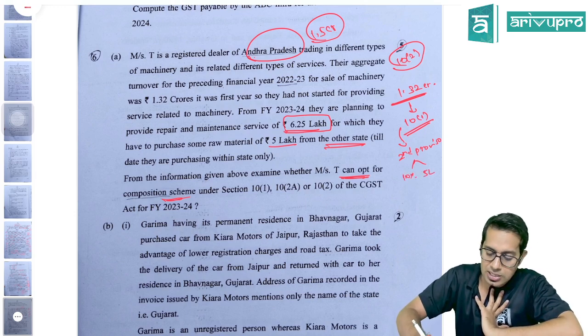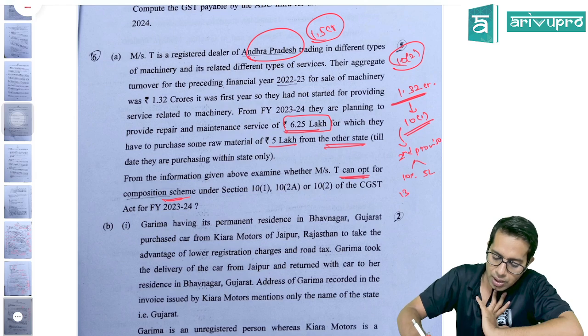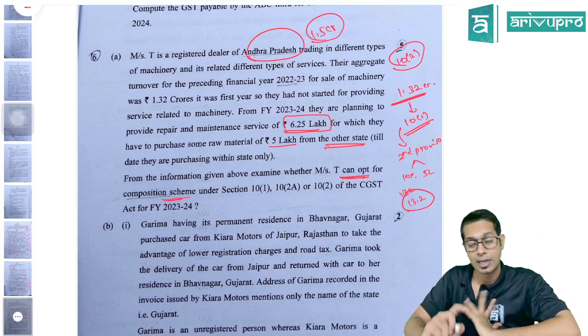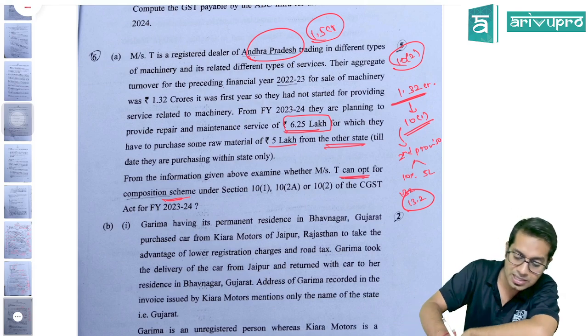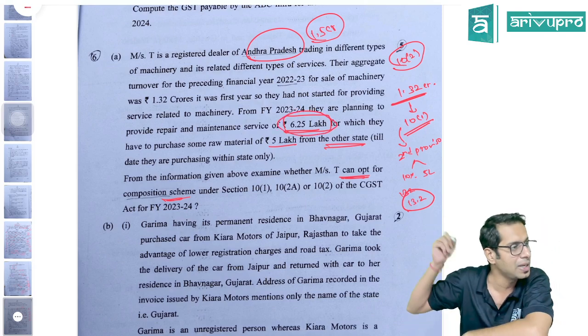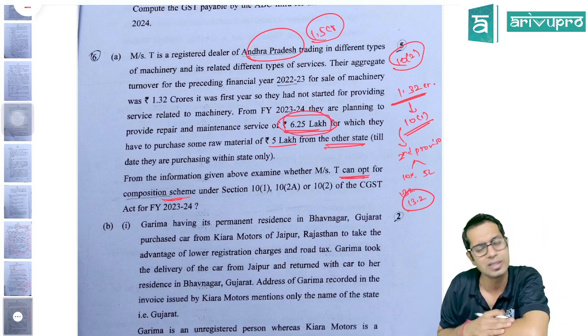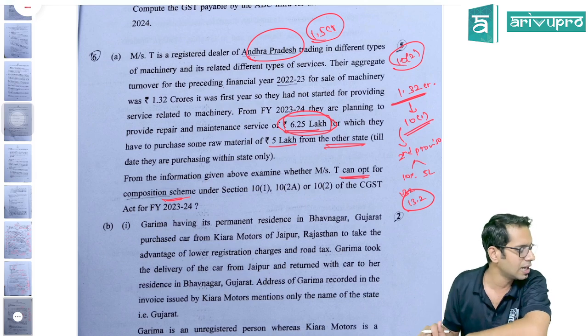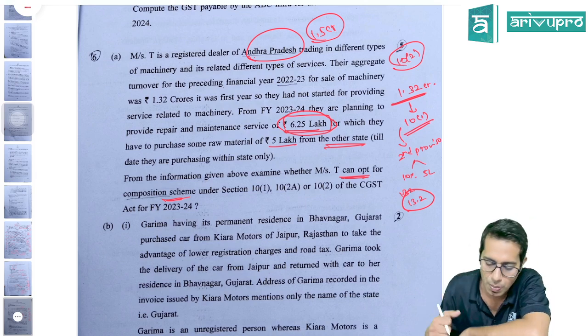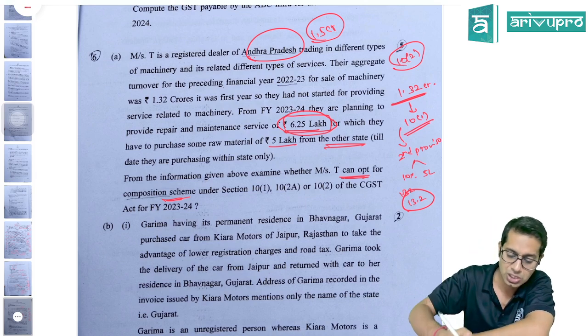Now my turnover in the state was 1.32 crores, so I can supply services up to 13.2 lakhs. And how much am I planning to supply this year? 6.25 lakhs. Therefore, can I become a composition dealer as per section 10.1? The answer is yes, you can become a composition dealer as per section 10 subsection 1.